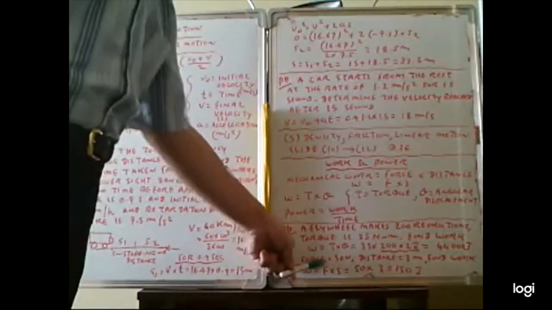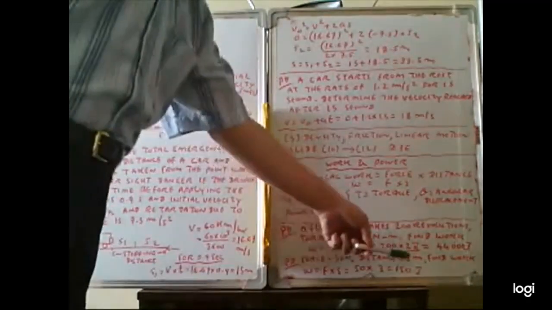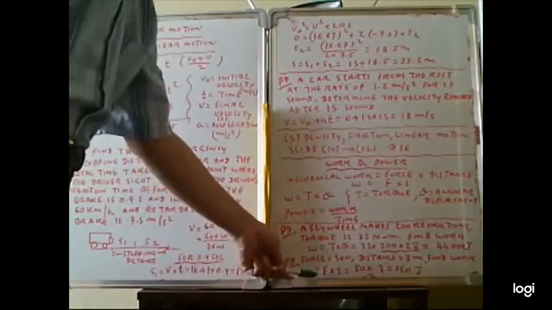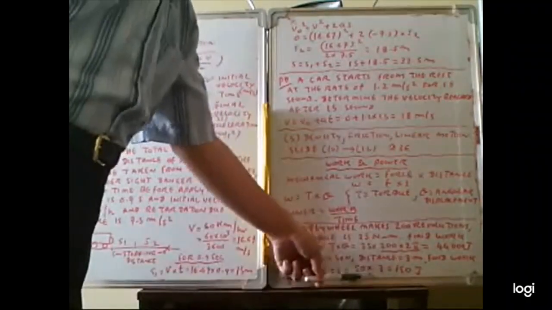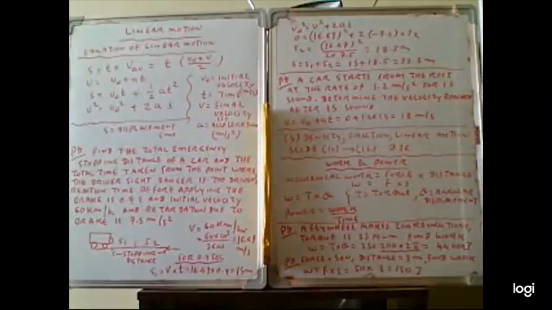Another problem. Force is 50 Newton, distance 3 meter. Find the work. So W is equal to F into S. The force is 50 Newton, distance 3 meter. 50 multiplied by 3, so you get 150 joules.